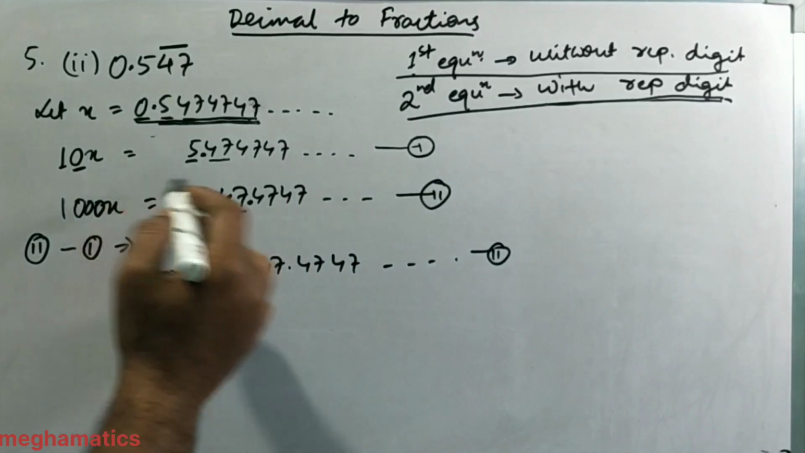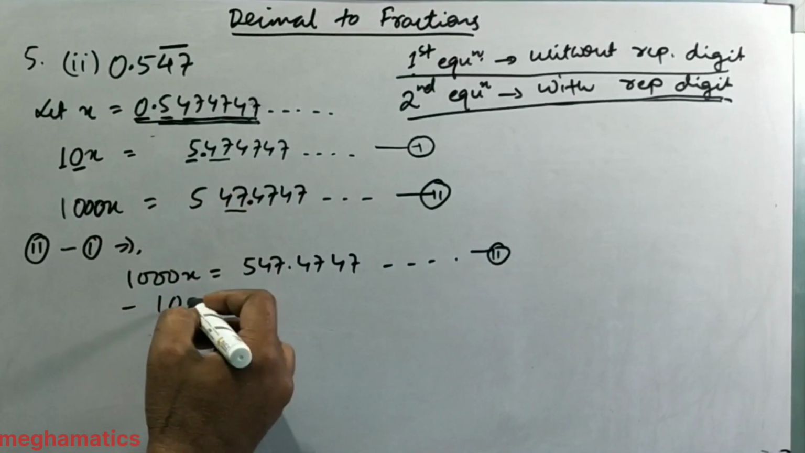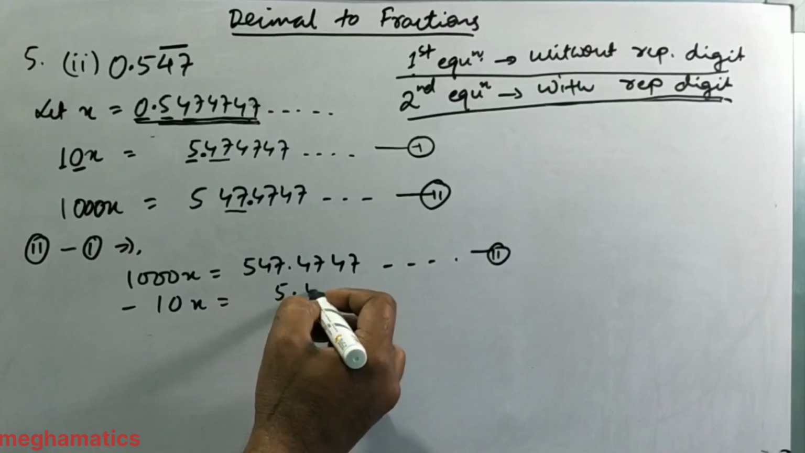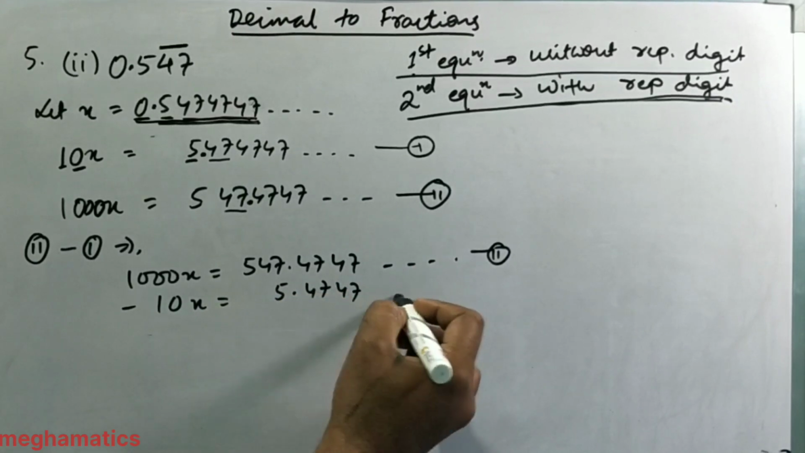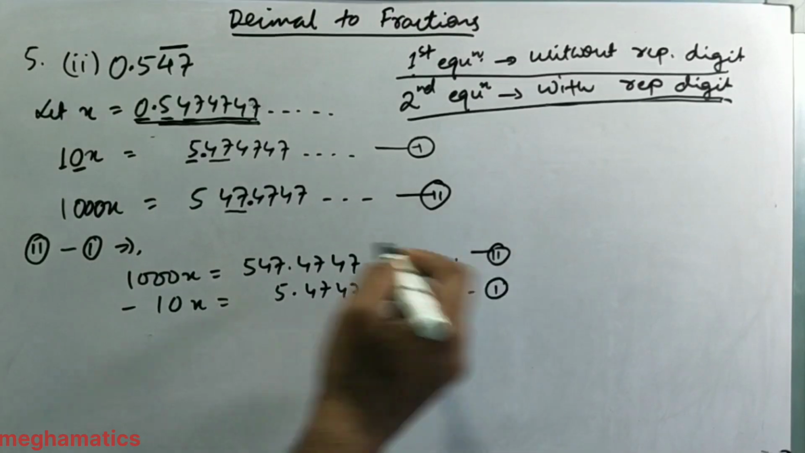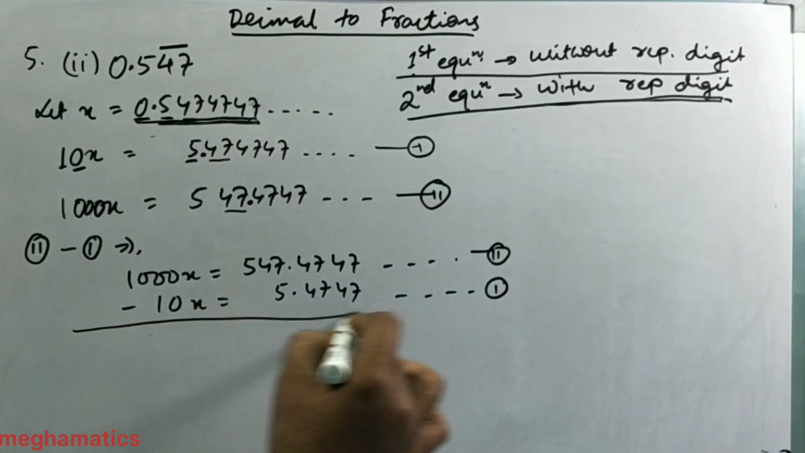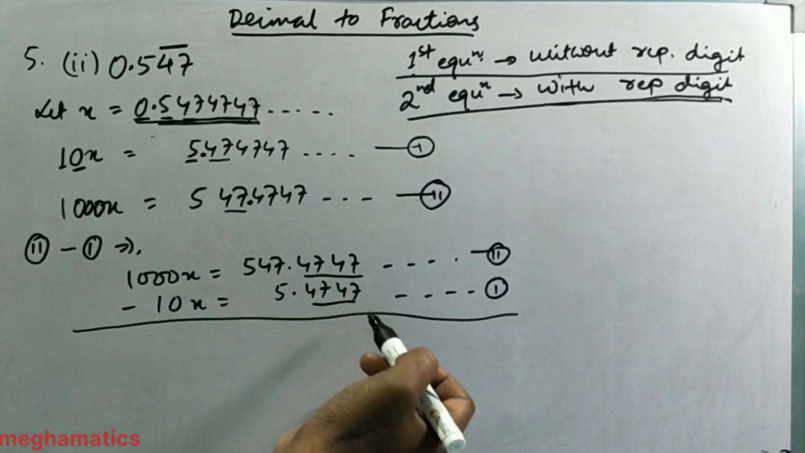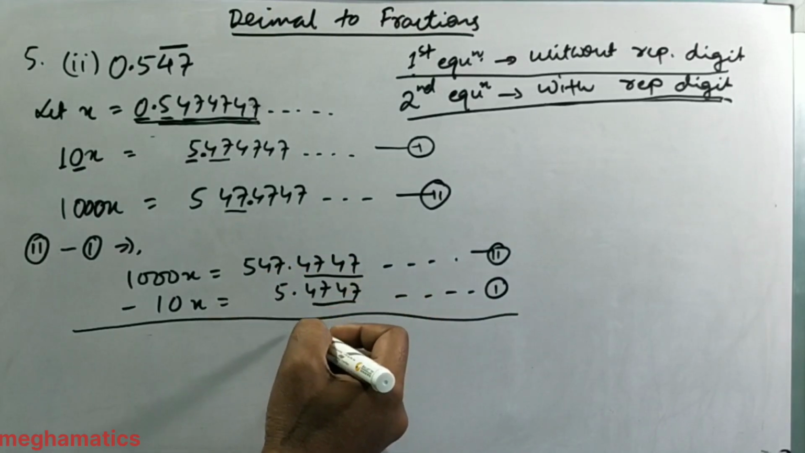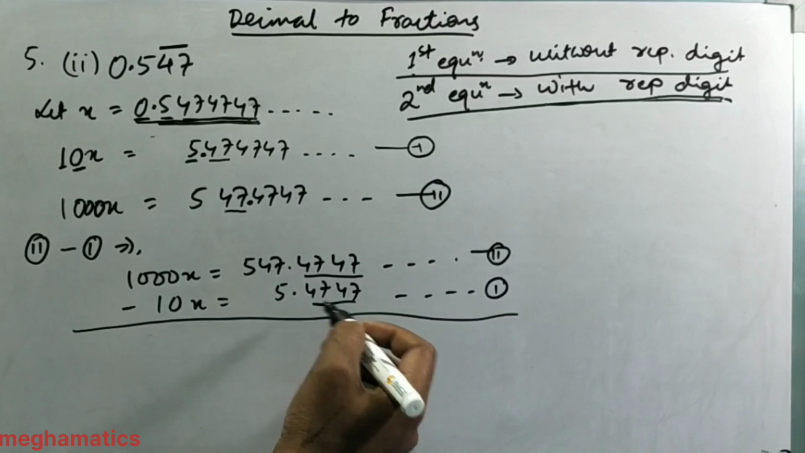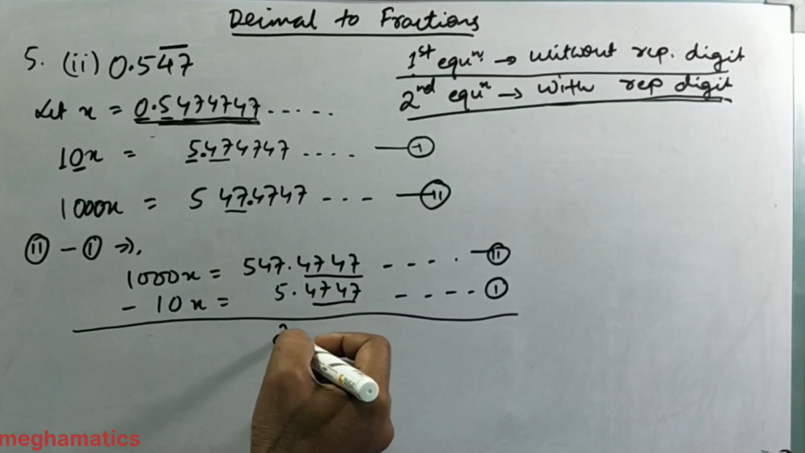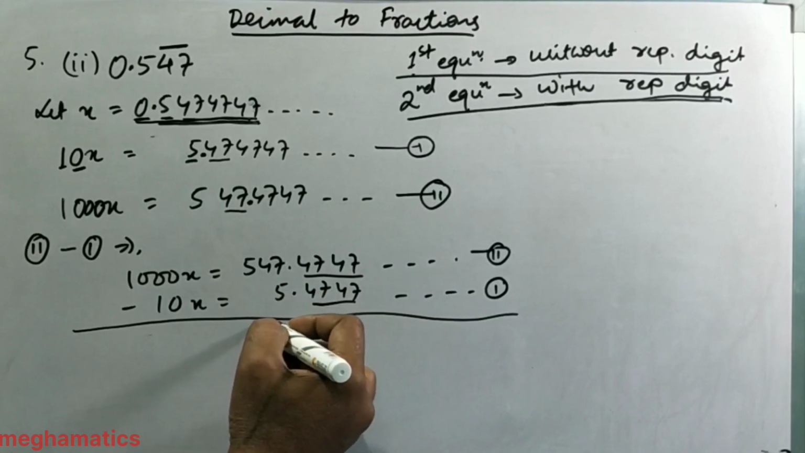Minus, then equation number 1 is 10x is equal to 5.4747. This is equation number 1. Now we need to subtract. If we subtract this same repeating digit, 0, then the point doesn't have any value if there is 0 after the point. So 7 minus 5 is 2. 4 minus 0 is 4.